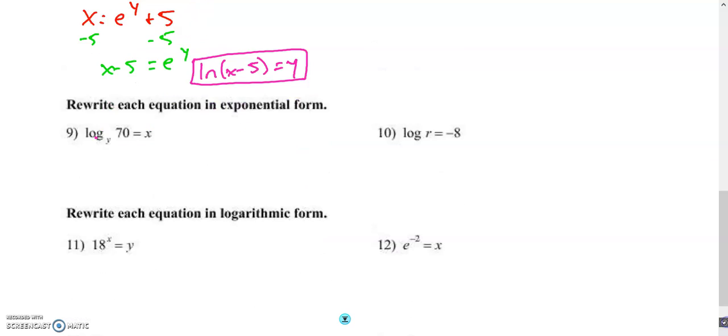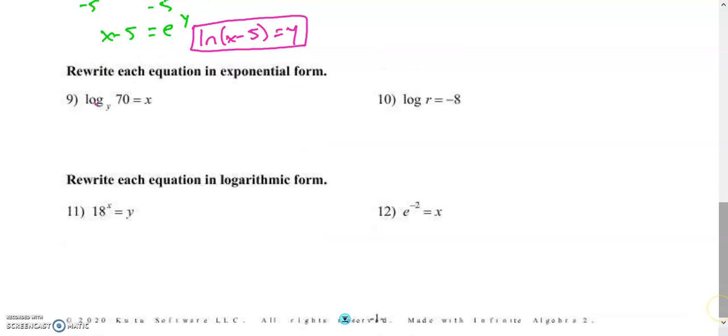Alright? So, for numbers 9 and 10, you are going to need to rewrite each equation, as you can see in the example, in exponential form. Okay, so we have log base y of 70 is equal to x. So we need to rewrite all of this.